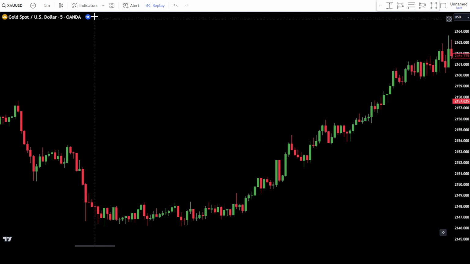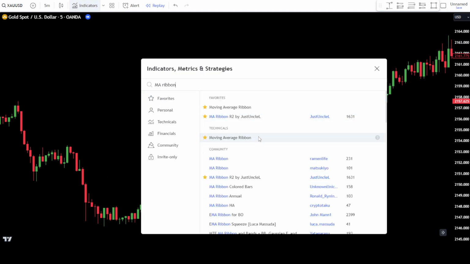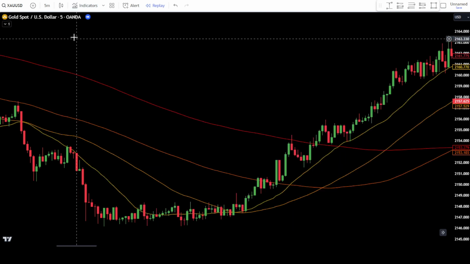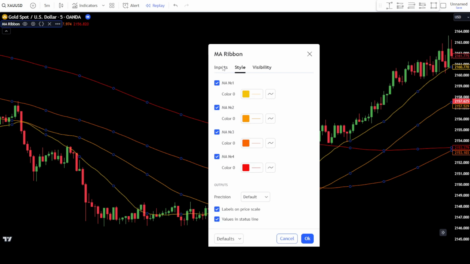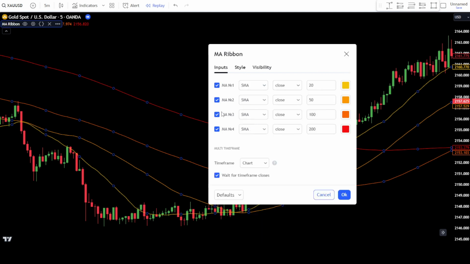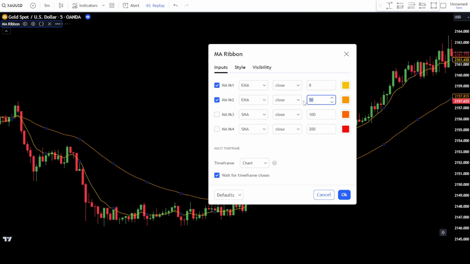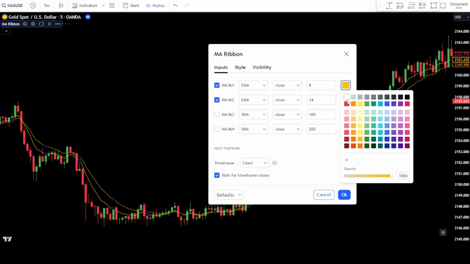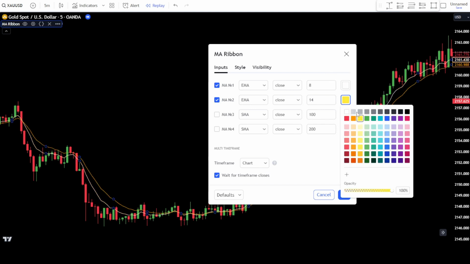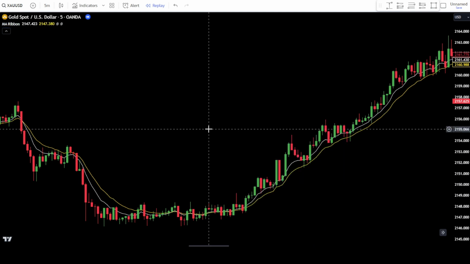Then, go to the Search Indicator tab and type MA ribbon. Next, select the default MA ribbon from TradingView. Now, access the MA ribbon indicator settings. In the Input tab, deactivate MA number 3 and MA number 4. Then, for MA number 1, change it to EMA or exponential moving average, and set the length to 8. Repeat the same steps for MA number 2, changing it to EMA with a length of 14. Adjust the colors according to your preference. Once done, click OK to confirm the changes.